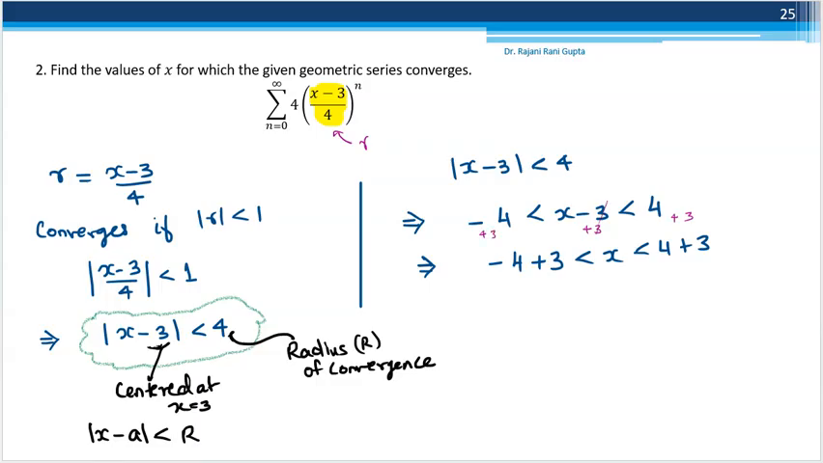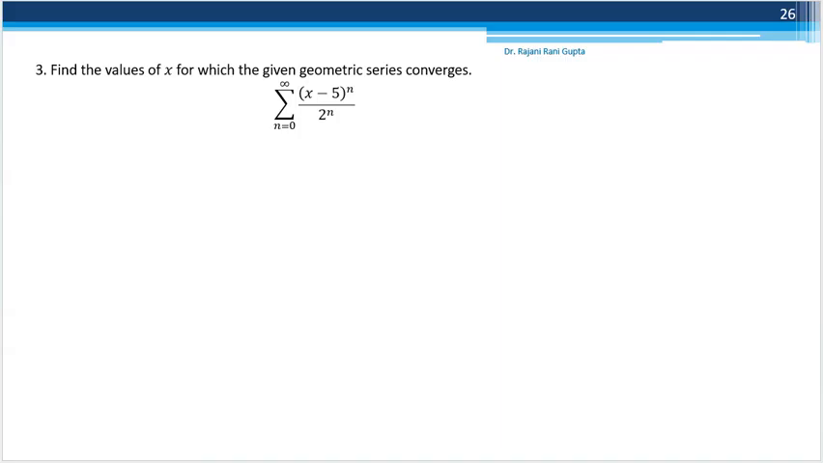this 3 gets cancelled. So this gives you minus 1 less than x less than 7. So these are the values of x for which the given series converges. Okay, and you can write it in interval notation as (-1, 7). We are using the open interval because it's strictly less than. Okay, moving to the next question.